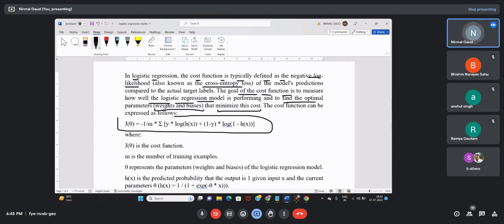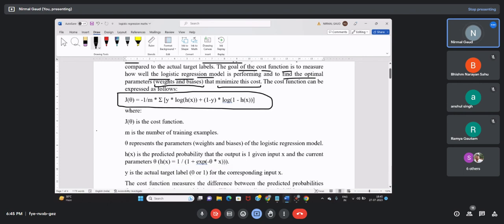We have seen in the previous lecture also, that it is J theta equals minus 1 by m multiplied by the summation of y log h(x) plus (1 minus y) log of (1 minus h(x)). Here J theta is your cost function. m, you very well know, is the number of data points, that is the number of training examples.